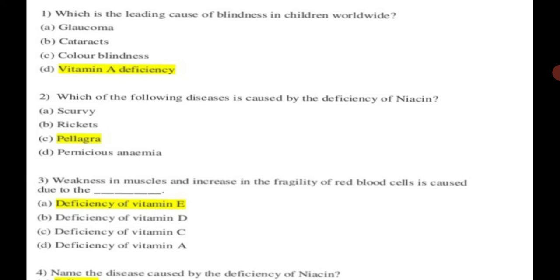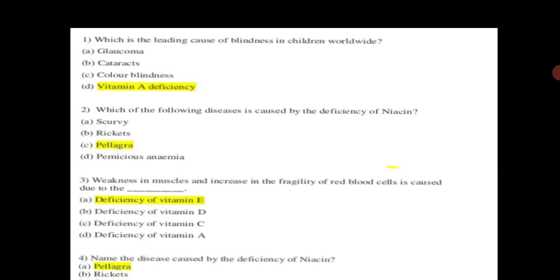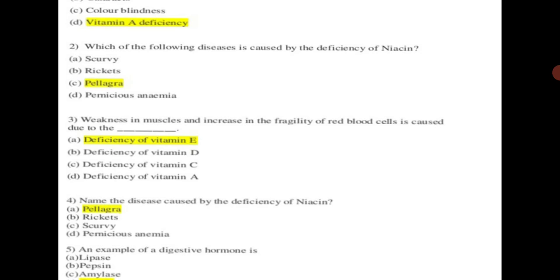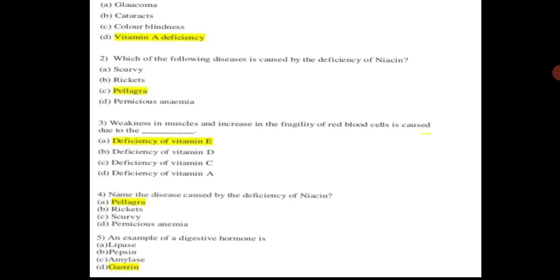And the other options: vitamin D, C and A. Deficiency of vitamin D causes rickets, deficiency of vitamin C causes scurvy, and deficiency of vitamin A causes blindness. Then the fourth question, a repeated question: name the disease caused by a deficiency of niacin. The answer is pellagra. Then question number 5: an example of a digestive hormone is?